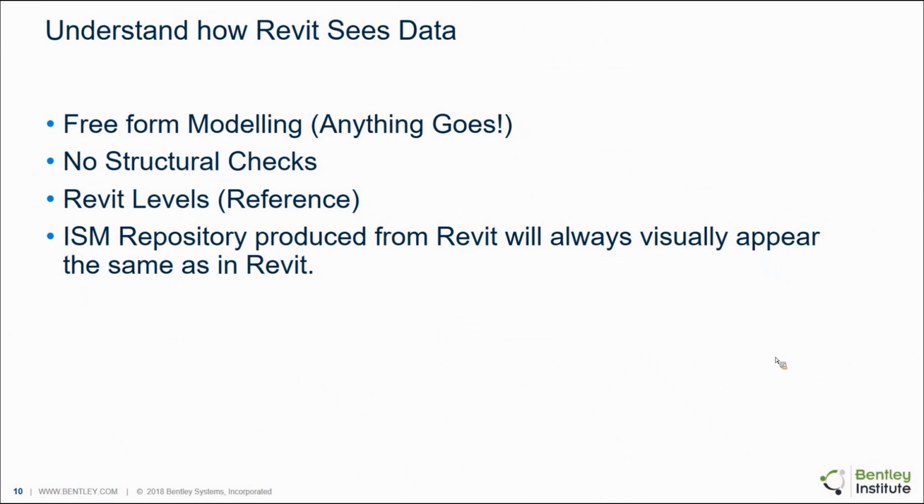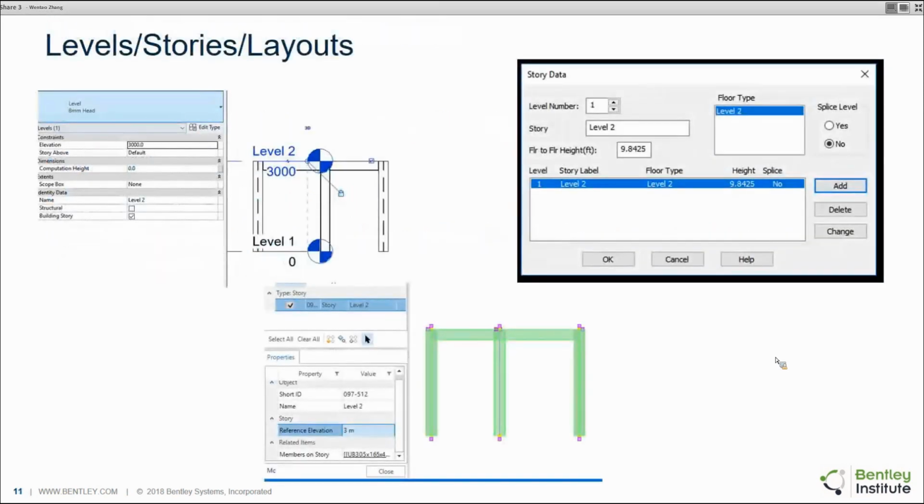Another thing as well, the ISM repository produced from Revit will always visually appear the same as in Revit. So the user gets the impression that the modeling was correct because it looks correct. But there are many settings they need to be mindful of if you're modeling with the intent of analyzing in RAM.